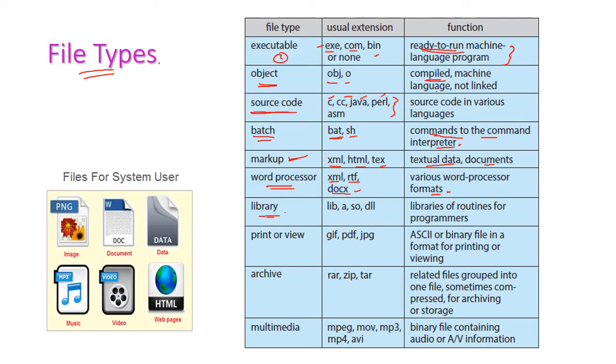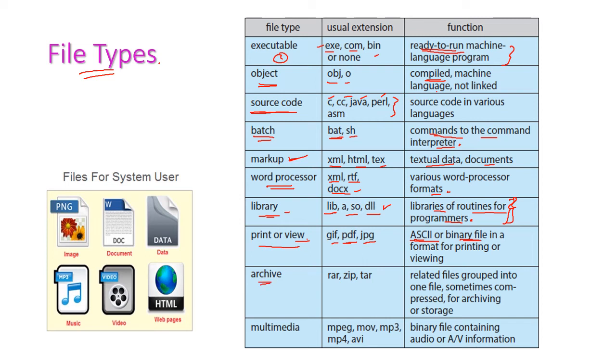And the next one is library. Libraries are libraries of routines for programmers. All the executable functions will be loaded in these library files. The extensions are .lib, .dll, .a and .so. These are some of the library files. And next, print files or view files. That is, we can only view this particular file. This format is ASCII code or binary, and the extension is PDF. Normally all PDF files are only view files, and sometimes JPEG and GIF files also come here.